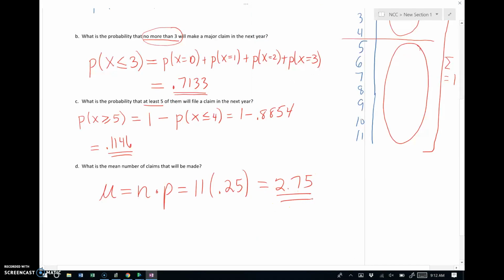So that answers the question of, hey, on average, when we study these 11 people that are in this policy, on average, how many can we expect to file a claim in the next policy period? That on average would be about 2.75.